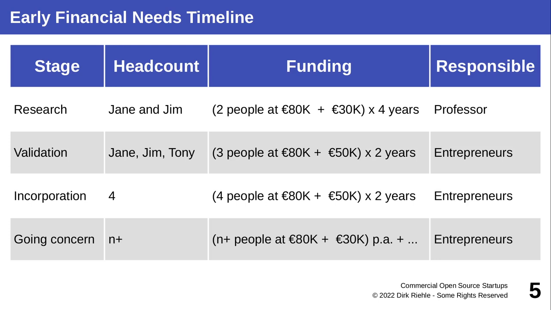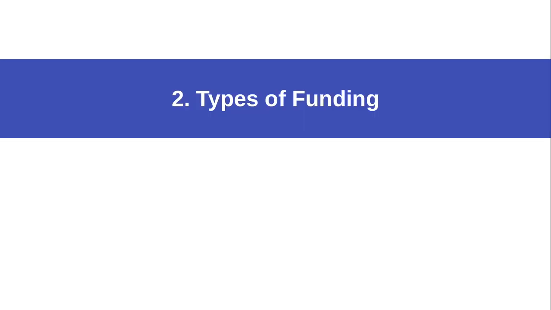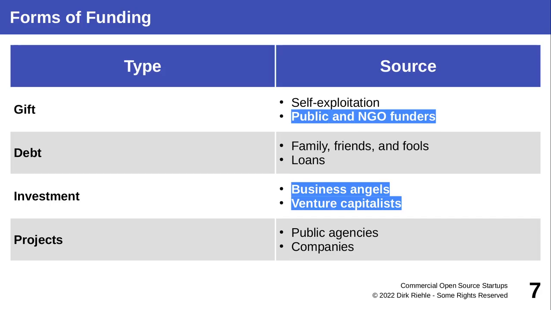As soon as the company is independent and maybe already in the last stages at the university, where you are the entrepreneurs, it's your responsibility to acquire the funds, whether it's public grants or after incorporation, private investor money. So let's look exactly at that. What types of funds are there? How can you fund your startup?